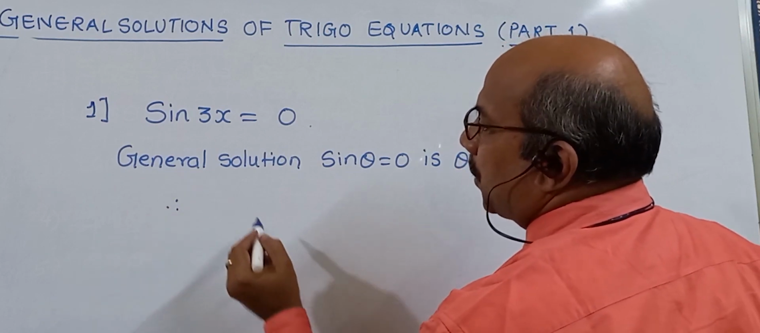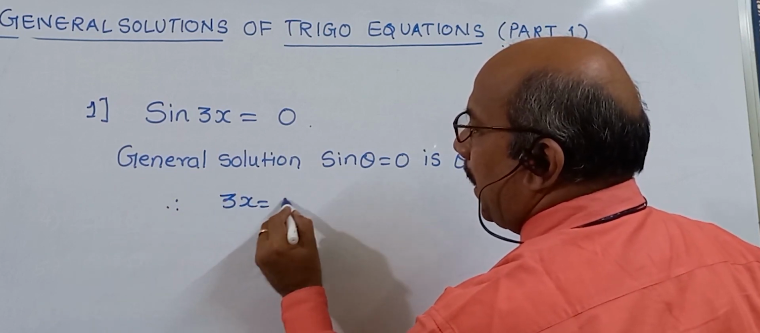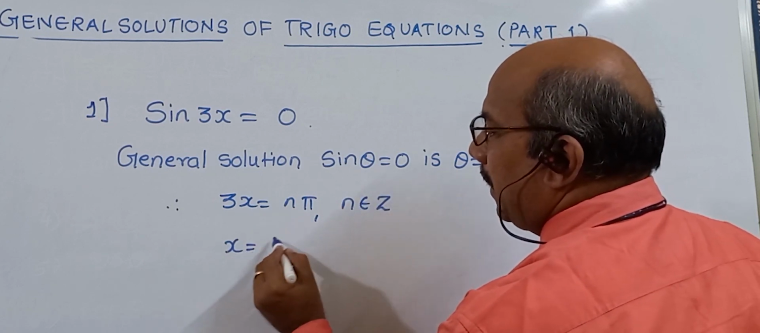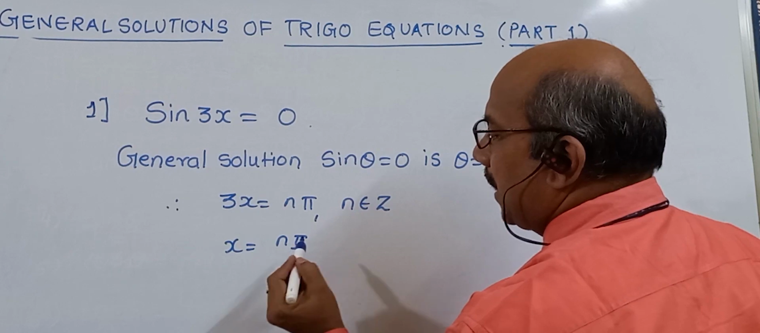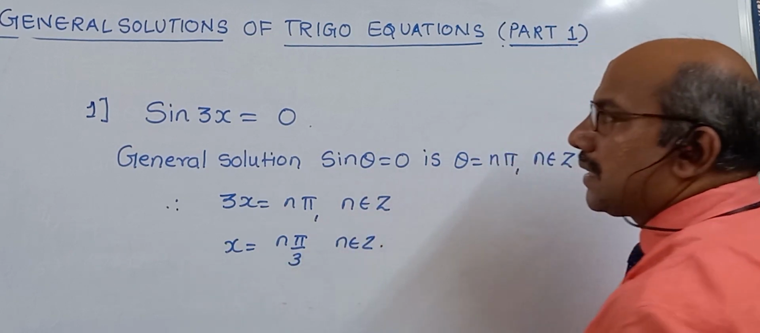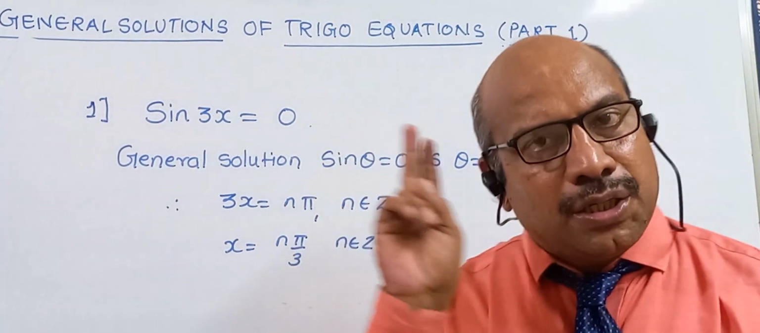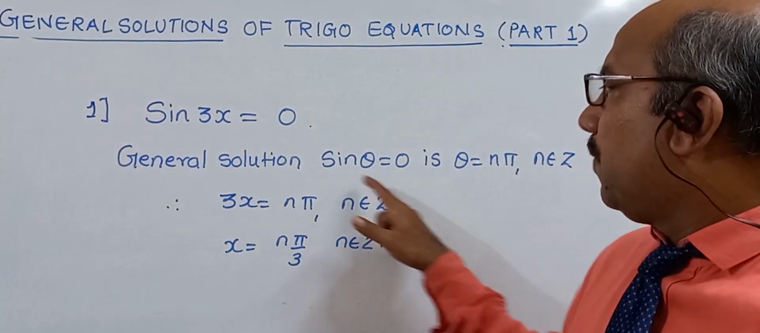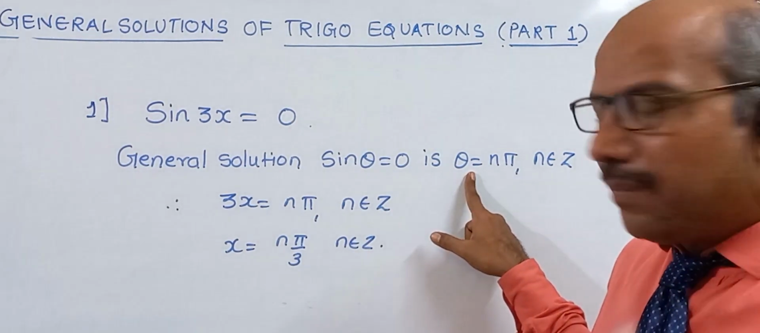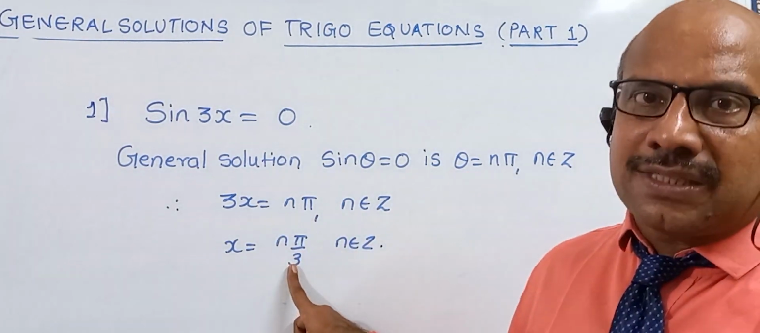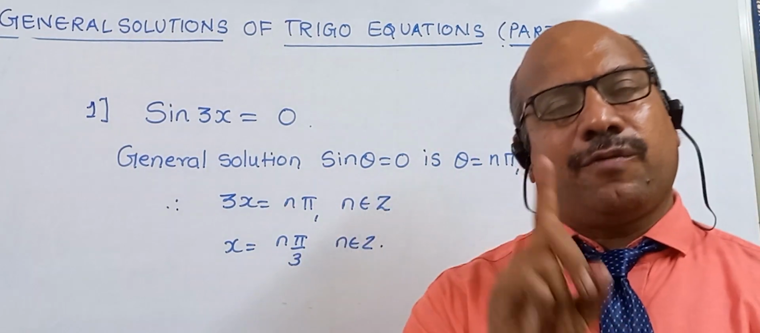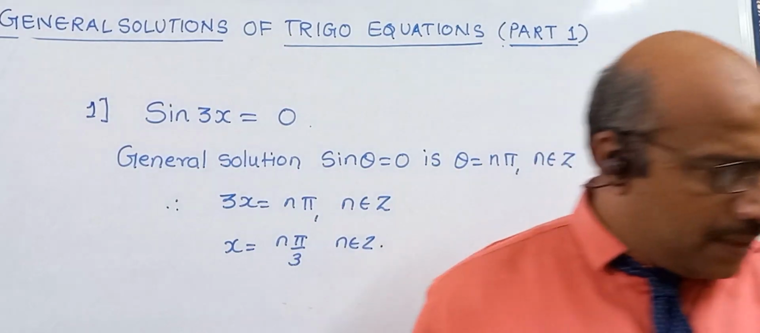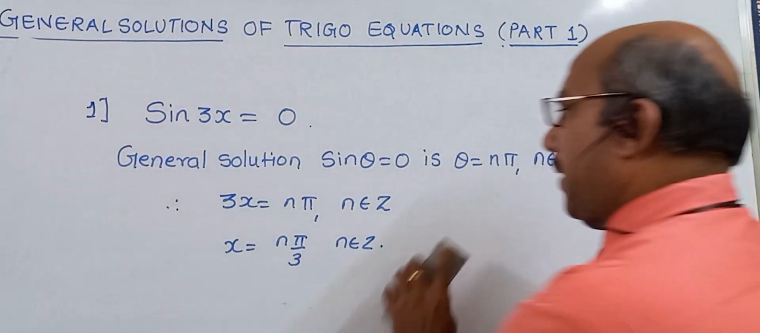Therefore, the general solution here is 3x equal to n pi, n belongs to the set of integers. So finally, the value of x is n pi by 3, n belongs to Z. This type of sum will come for 2 marks in your state board exam. So simple. First you have to mention the formula. Here you get 1 mark, and for finding the value of x and writing everything properly, you get another 1 mark. So this type of sum will come for 2 marks. So simple. Sin theta equal to 0, theta equal to n pi.